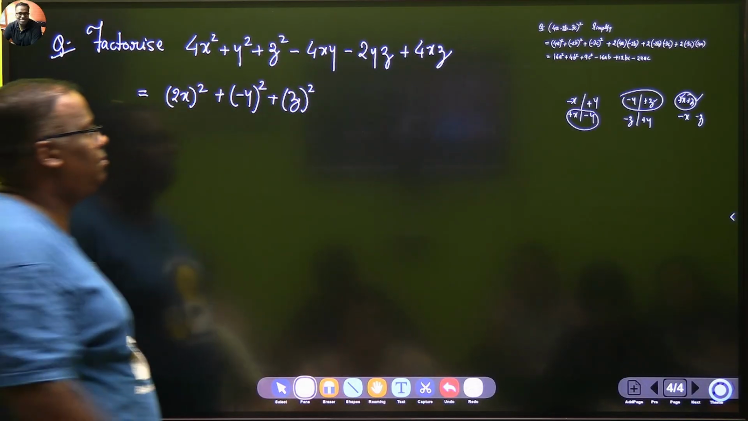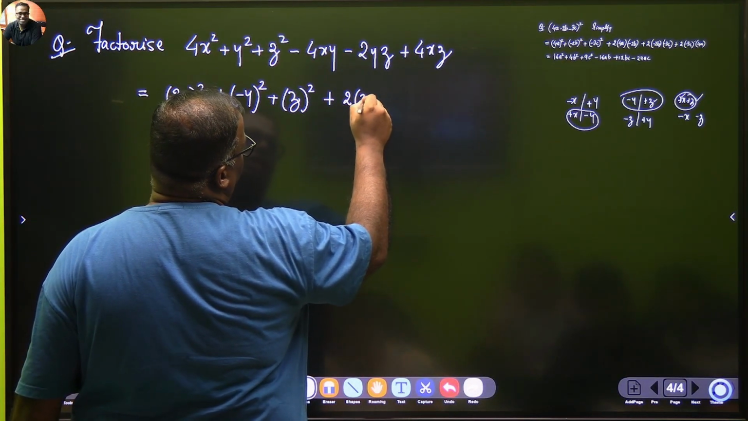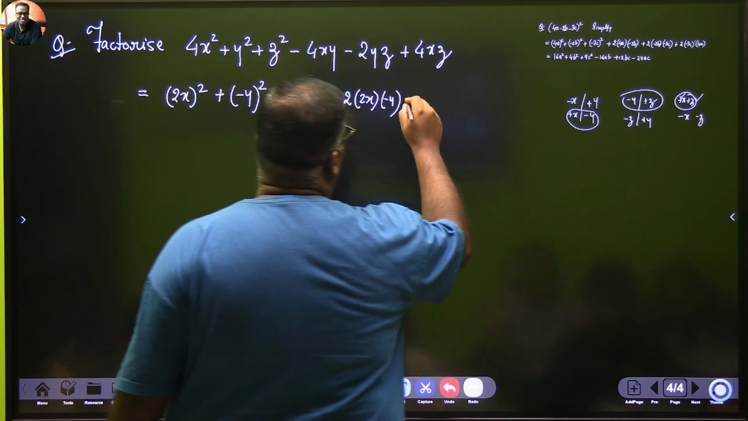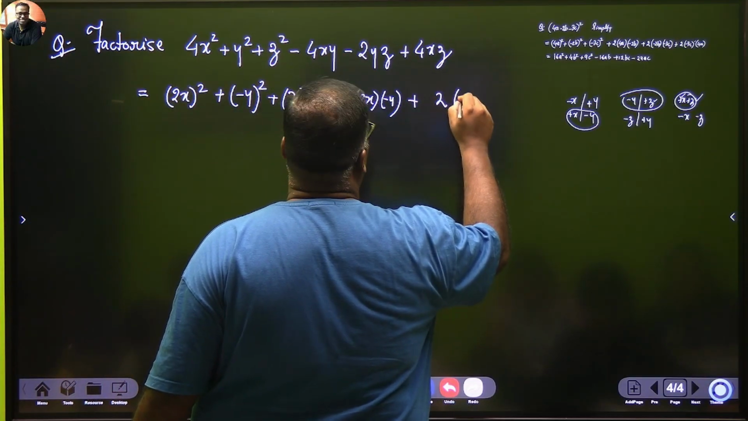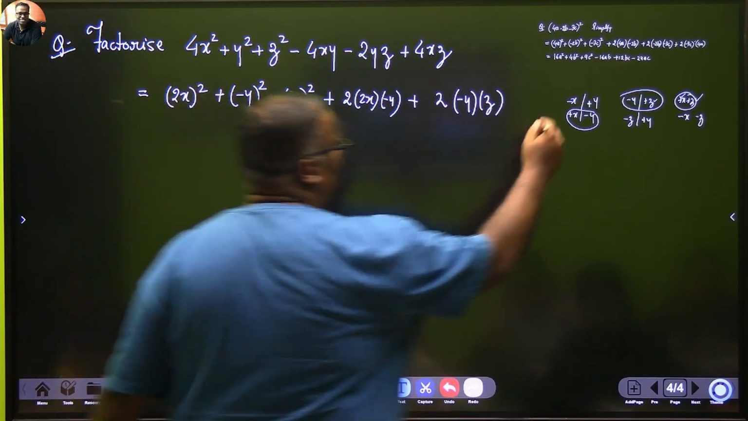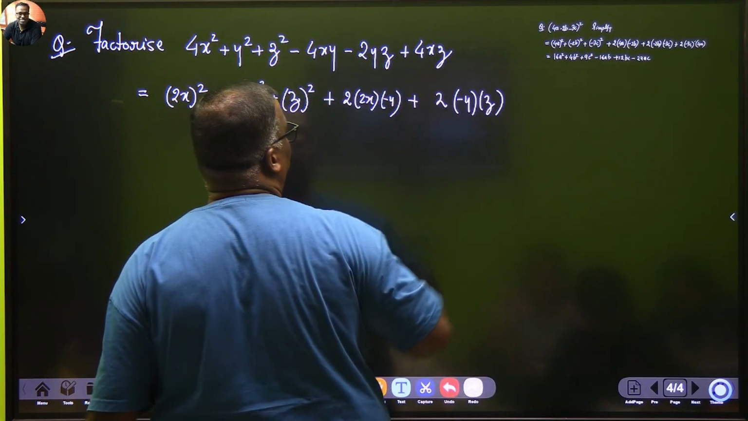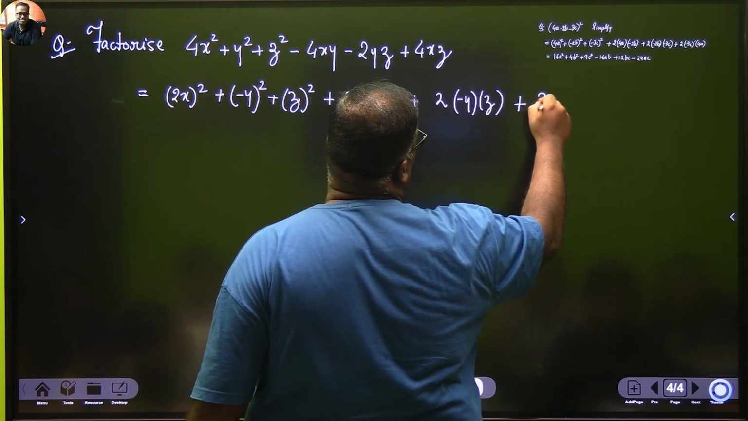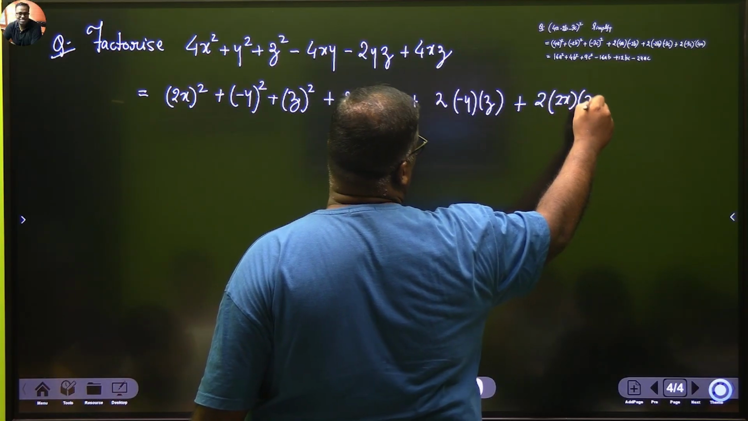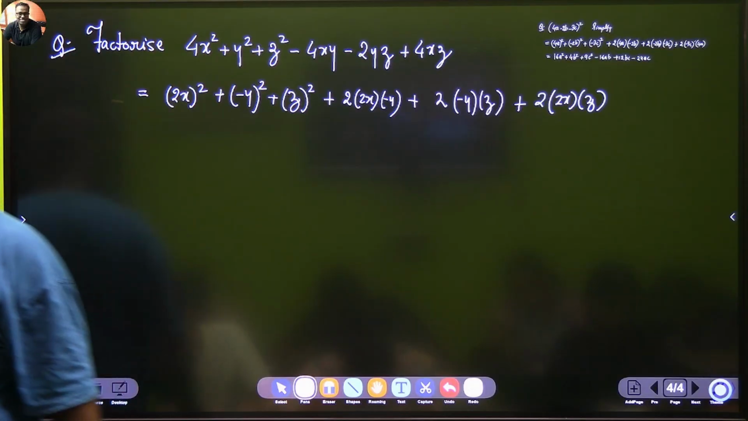Right? And now I write it as 2 into 2x into negative y. And then I write plus 2 into negative y into z. I hope you don't mind if I clean this tamjam now. Tamjam or the jimjam, whatever you say. And I take 2 into positive 2x and I multiply it with what? z. Have you understood?